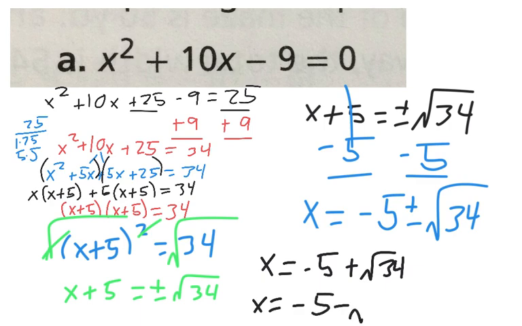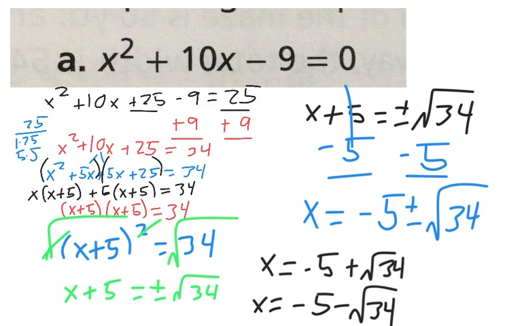or negative 5 minus radical 34. When we write the answers, do we have to put a plus? We don't have to put the plus in, do we? Yes, we do, because these are two different terms. They have to be separated by a plus, or it's like they're multiplying together if you don't.